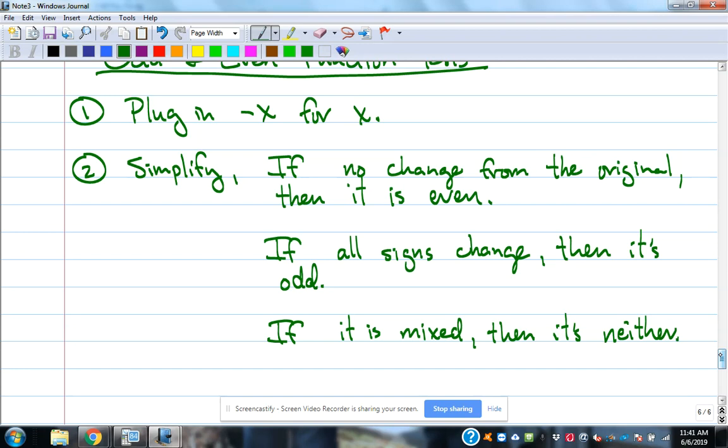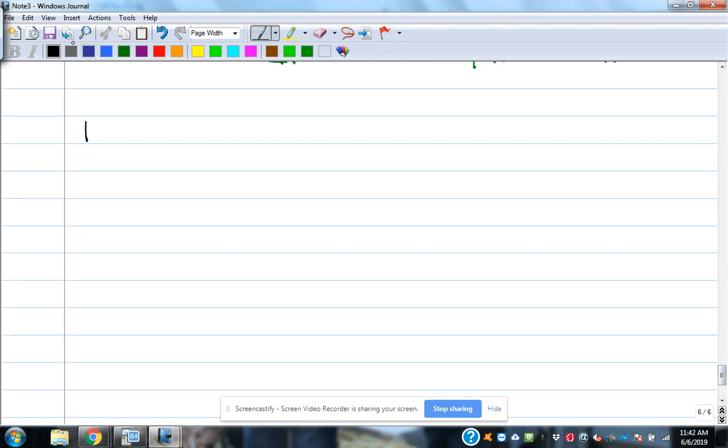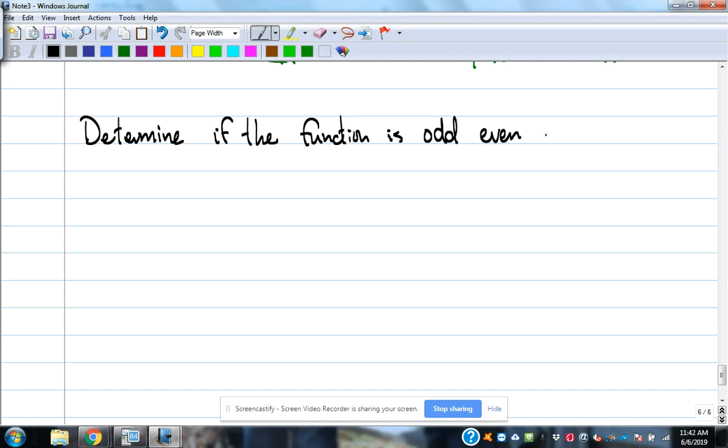Okay, so we're going to work out some problems, and I'm going to show you using the actual test, and then I'm going to show you a shortcut for each one so that you can kind of recognize it without having to do so much algebra involved there. So it makes it a little easier. All right, so let's. The instructions would say determine if the function is odd, even, or neither.